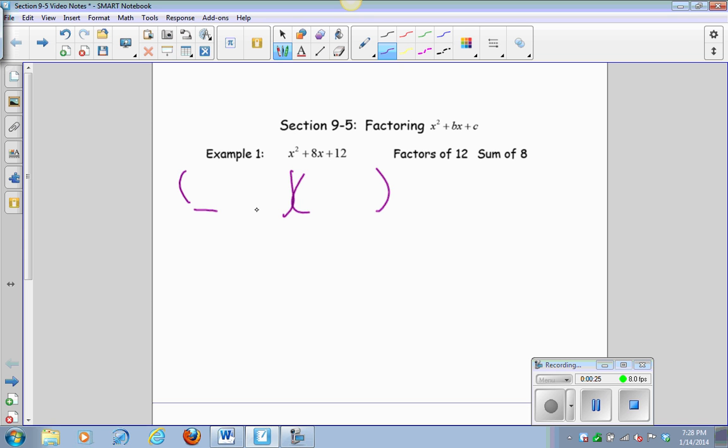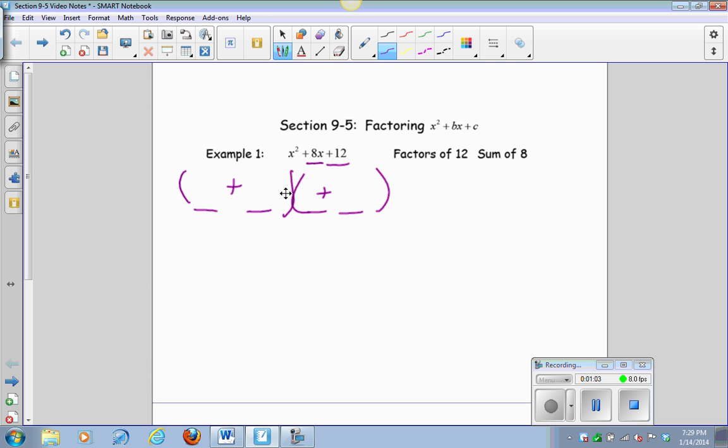I know that a binomial has two terms, so I'm going to put a little line to represent the two places in each binomial. To determine if I put in addition signs or subtraction signs, I'm going to first look at the last term in the trinomial. The constant is positive, so I'm either going to be multiplying two positive numbers together or two negative numbers together. Now I'm going to look at the middle term. Since the middle term is positive, that means that I do have to multiply two positive numbers together that when added together would give me the 8x.